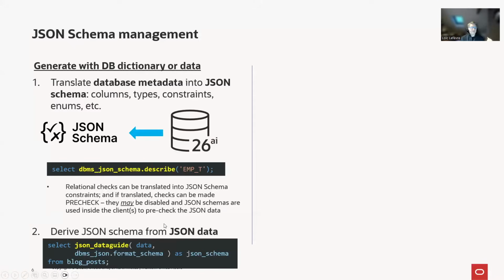The second one is an ability that we have provided for a long time, where you create a JSON schema not from the database metadata, but from the JSON data itself. Imagine you have a collection with numerous representative documents, and you can generate your JSON schema that way using the JSON data guide function. So that's another way to derive a JSON schema from JSON data. But you need to have JSON data, or at least enough of it.